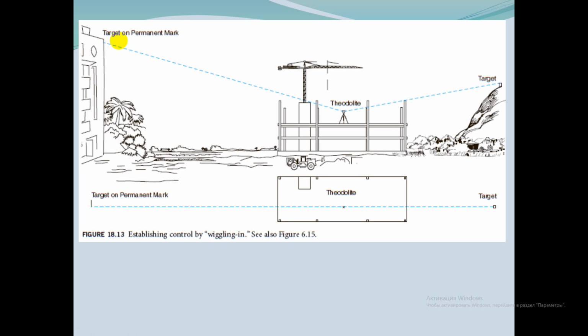An alternative to this technique would be to set up on a control station located on a high building, sight a permanent target on another building, and then transfer this line down onto each new floor on the building as it is constructed.